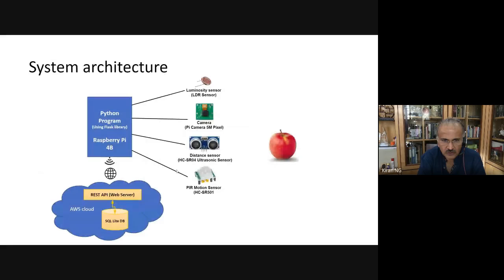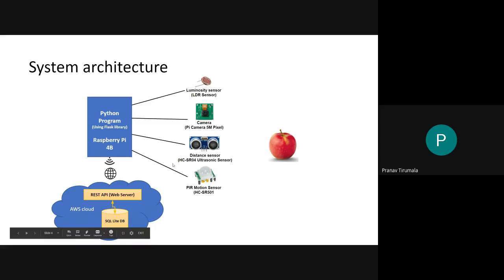Yeah, go ahead. So these are the things which I'm using: a Python program, the API using a Flask library in Python, Raspberry Pi 4, luminosity sensor, camera, distance sensor, and motion sensor. It takes all this data and sends it to the web server using AWS Cloud, to a database using SQLite. Yeah, got it.